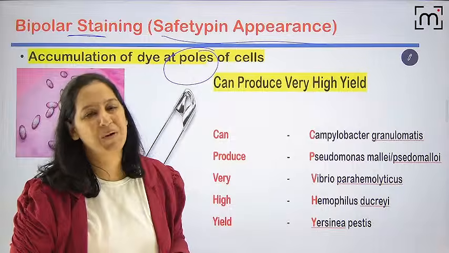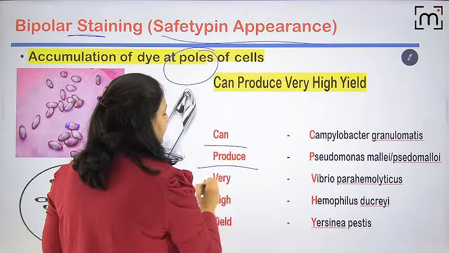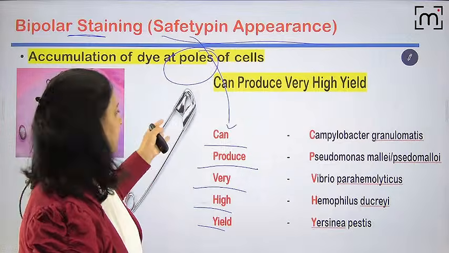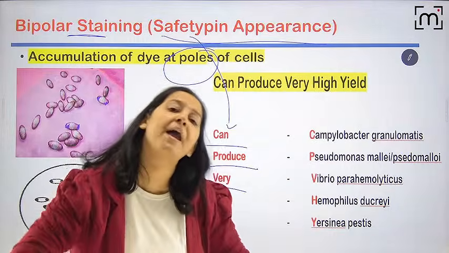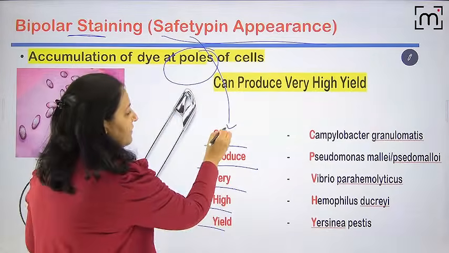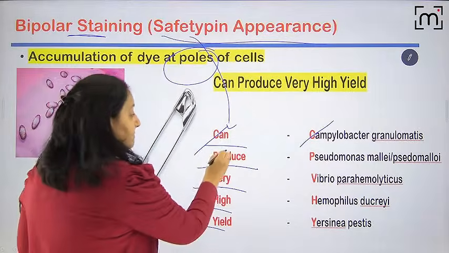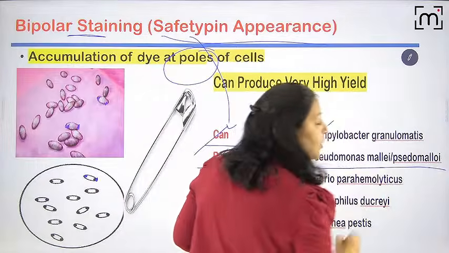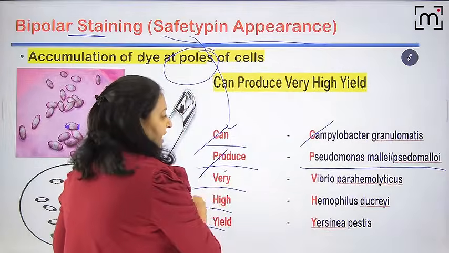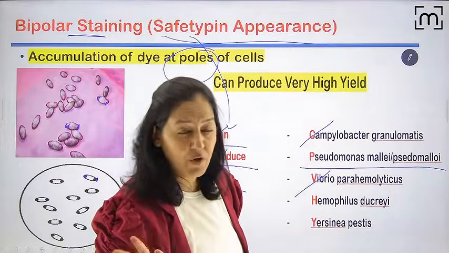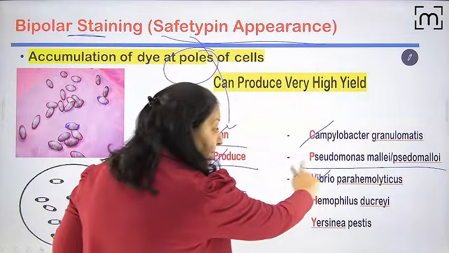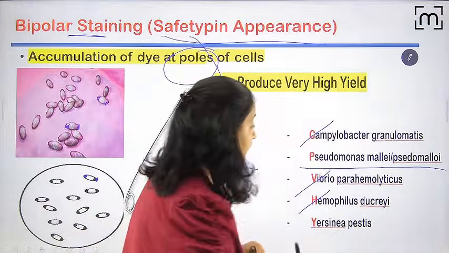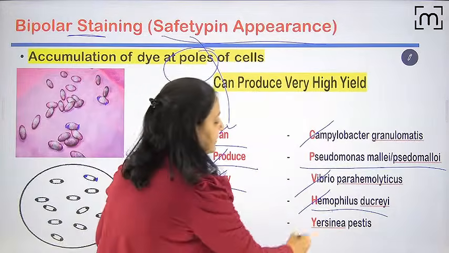I have a mnemonic for you. The mnemonic is: Safety pin can produce very high yield. We use safety pins at multiple places. That is the mnemonic. So C stands for Campylobacter granulomatis. P stands for Pseudomonas, but it's not Pseudomonas aeruginosa. It's Pseudomonas mallei or pseudomallei. V for Vibrio, but it's not the main hero, not Vibrio cholerae. It's a side hero, Vibrio parahaemolyticus. H for Haemophilus, again not the main hero, not Haemophilus influenzae. It's Haemophilus ducreyi. And Y for Yersinia pestis.